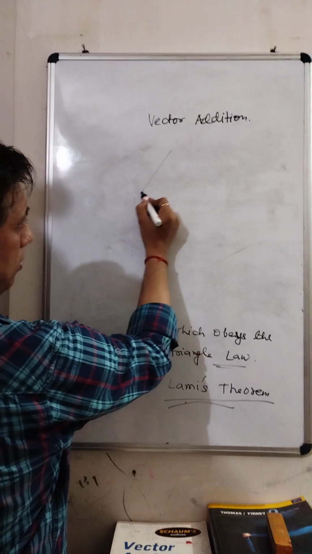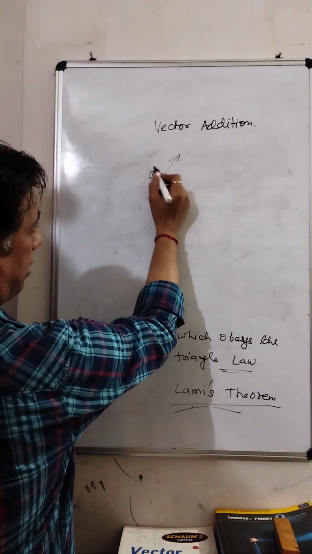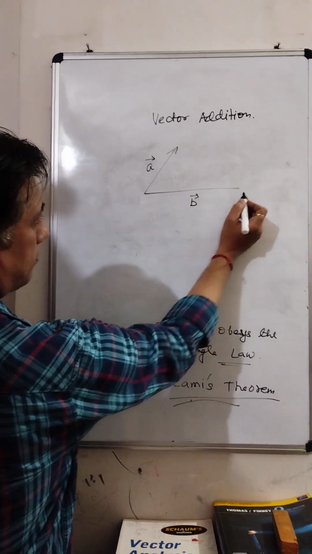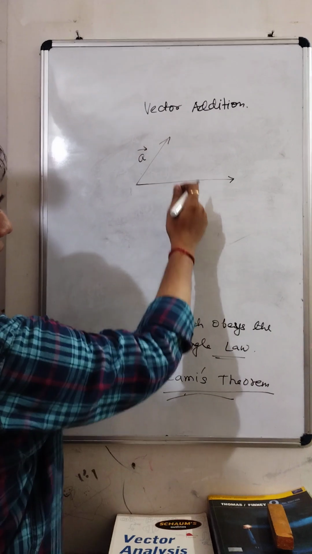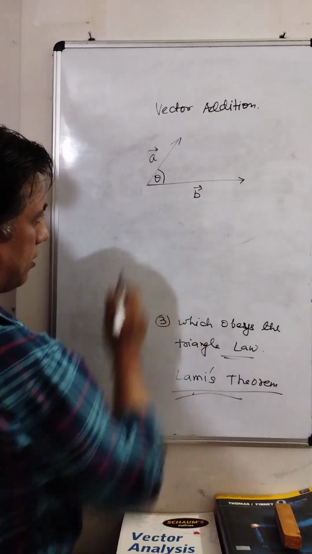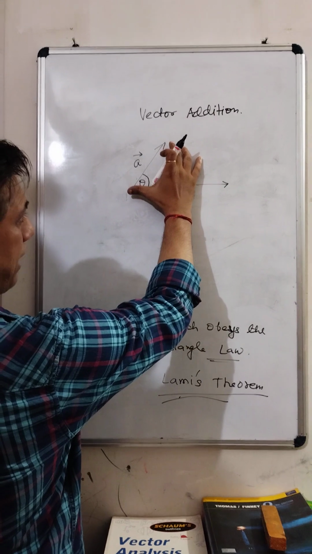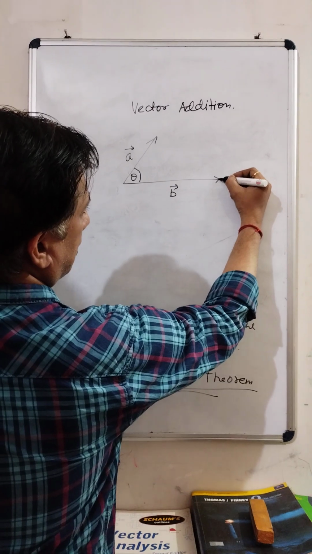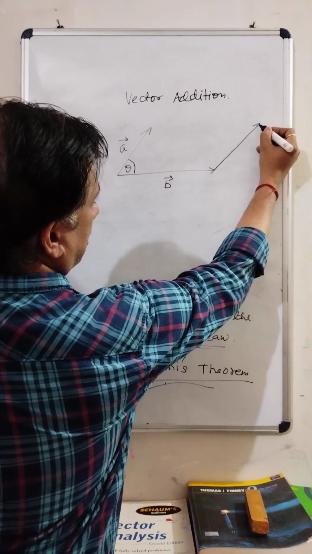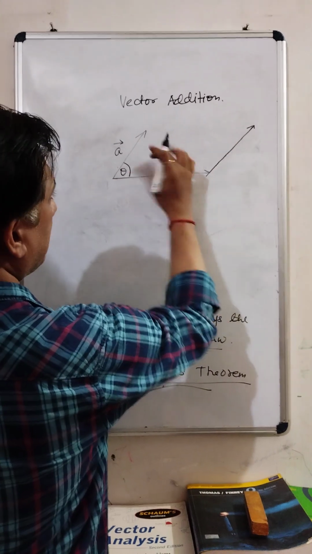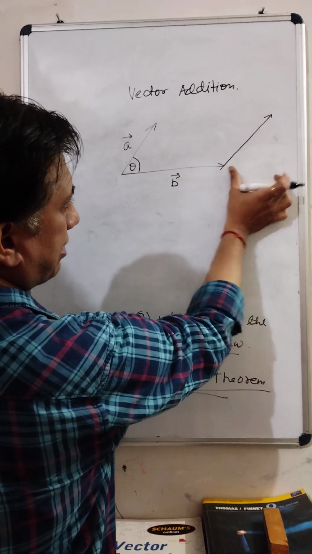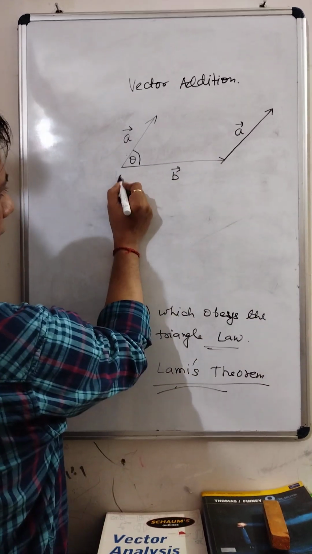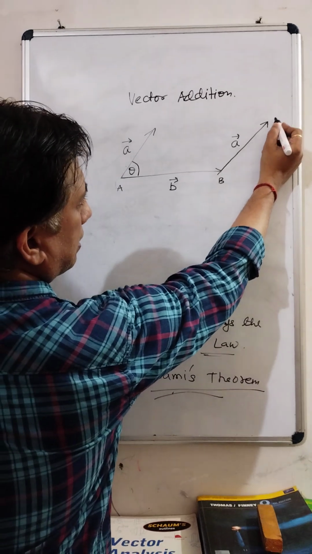Suppose we have a vector A and a vector B in a space. The angle between them is theta. Now we consider this vector A and just shift this vector to this point, like this. This vector and this vector are the same because the magnitude as well as the direction with the x-axis is the same. So this is also known as a vector. We mark it A, B, C.